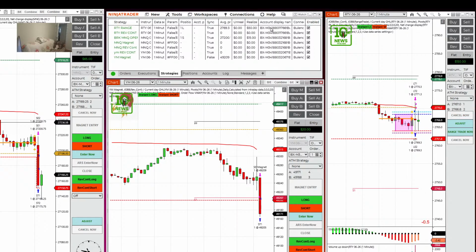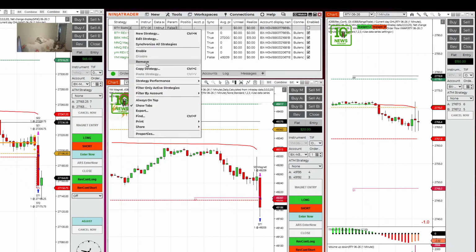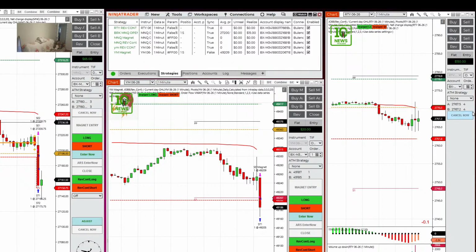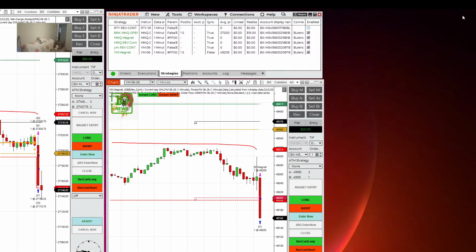All three are funded accounts. It's always nice to build up funded accounts. I'm going to get rid of my RTY range. I'm done with it. I don't need it. In fact, I'm done on the RTY for now. So I'm turning off my RTY setups, and I'm going to shrink that chart out of the way.